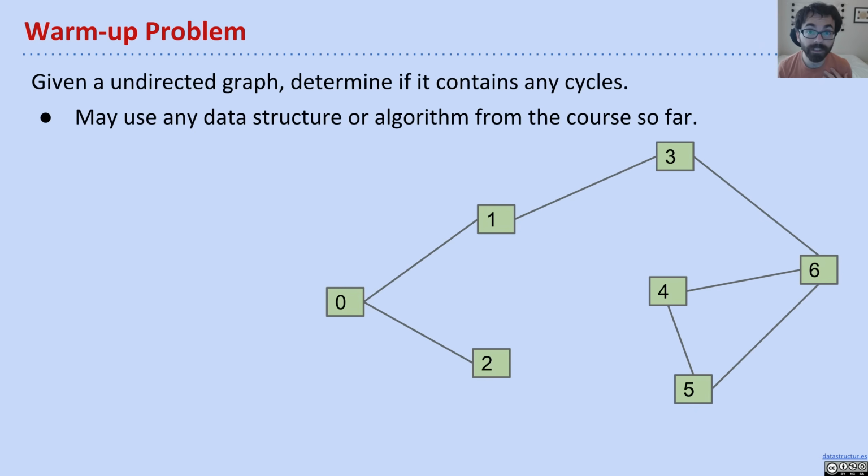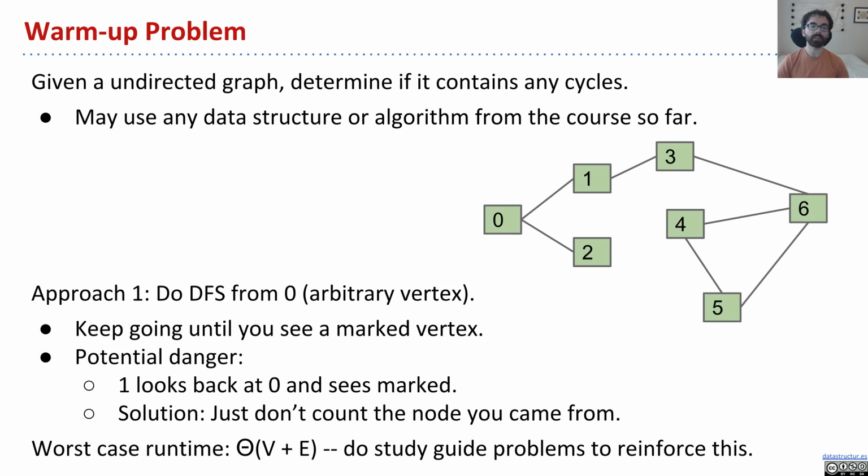Okay, so a couple of answers I had in mind, but maybe you have something else. One is, we could just use depth first search from some arbitrary vertex, doesn't matter where you start, and then you just keep going until you see a marked vertex. So for example, I go 0, 1, 3, 6, 5, 4, oh, 6 already marked, so that means that there must be a cycle. Now, one little caveat with this approach is you need to be careful by what you mean by looking at neighbors.